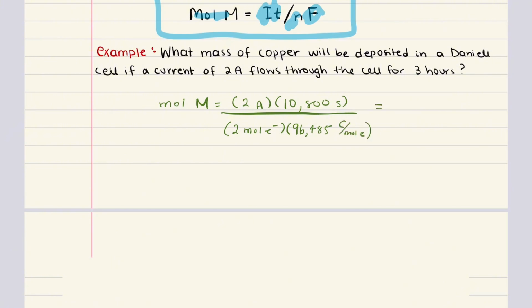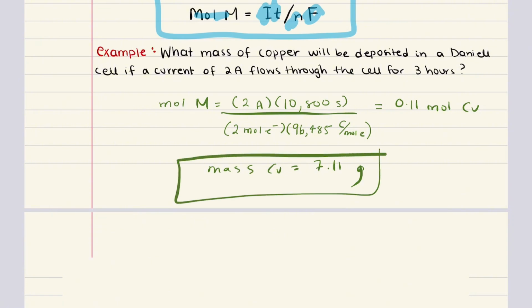If we calculate this, we're going to get 0.11 mole of copper. Now we need to convert this to the actual mass of copper being deposited. We're going to use the molar mass of copper, which is equal to 63.5 grams per mole. And what we're going to get for the mass of copper is equal to 7.11 grams. And so there we have it. That is our answer to this example.